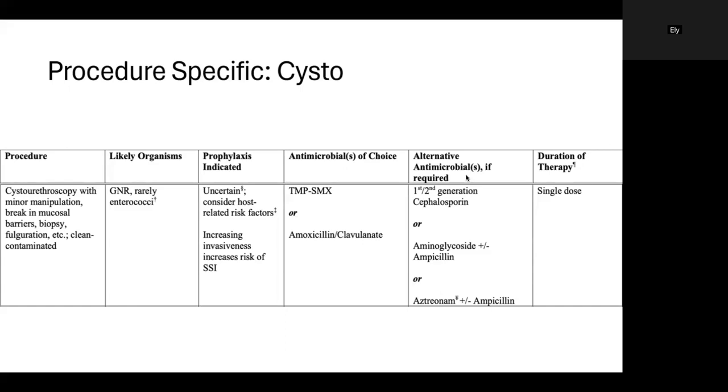Over here, along pretty much all of these charts, there's some second line treatments that could be considered. I won't go through all of them because it gets a little bit repetitive, but a lot of times we can sub, or in this case specifically, we can sub with either a first or second generation cephalosporin. We can consider aminoglycosides and ampicillin, which is an aminopenicillin, or to go a little bit broader with something called ertapenem, which is a carbapenem, and possibly an ampicillin as well. And like I mentioned, this is a single dose, so you don't need to give any more than that.